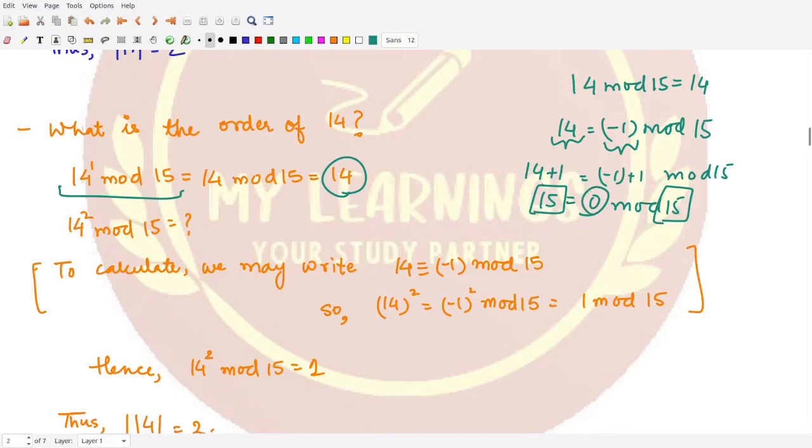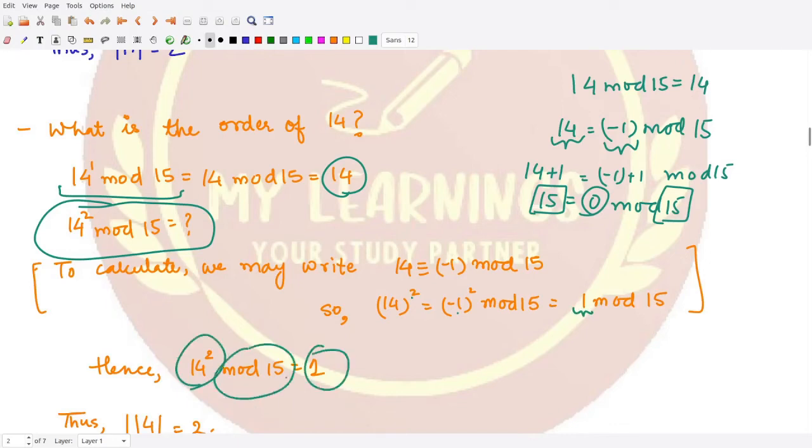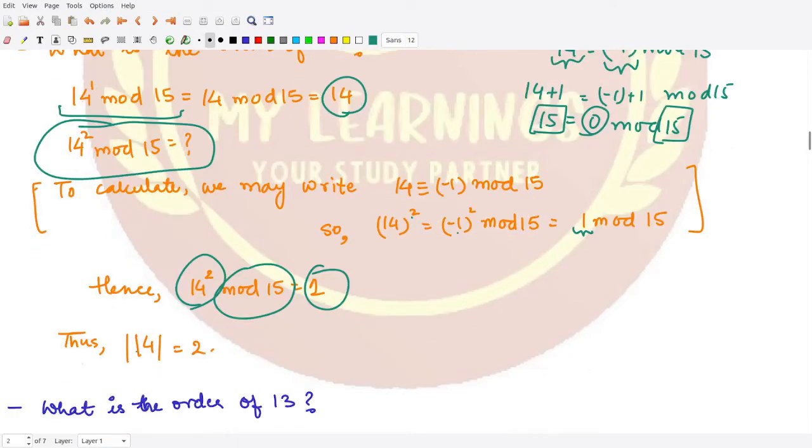So using this expression here, in order to calculate this 14 square mod 15, we may write 14 is equal to minus 1 mod 15, and then we can square both sides. So 14 square is equal to minus 1 square mod 15, and minus 1 square is just 1. So you see the answer in this case, 14 square mod 15, is equal to 1 here. So therefore the order of the element 14 is equal to 2, right?